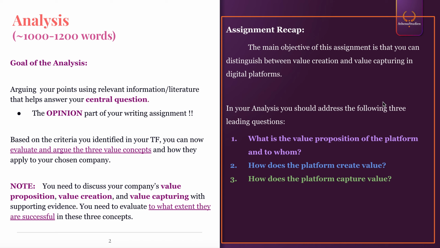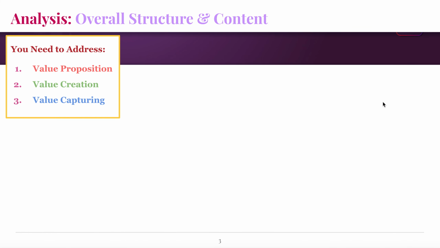And again, you need to evaluate to what extent they are successful in creating value, capturing value, and overall being a successful digital platform. Now let's get into the overall structure and content, because I'm going to start big and then narrow it down from there. First thing, again, you need to address the three value concepts: proposition, creation, and capturing.